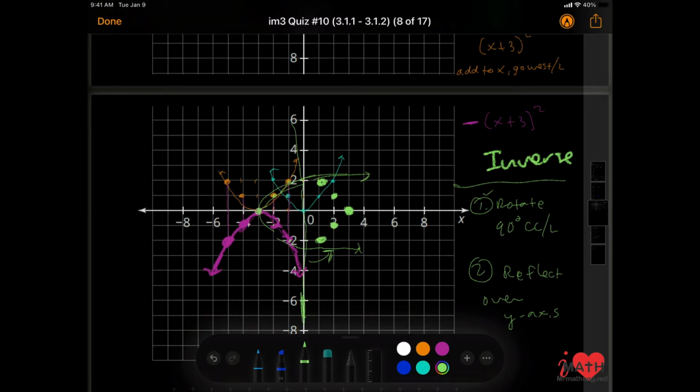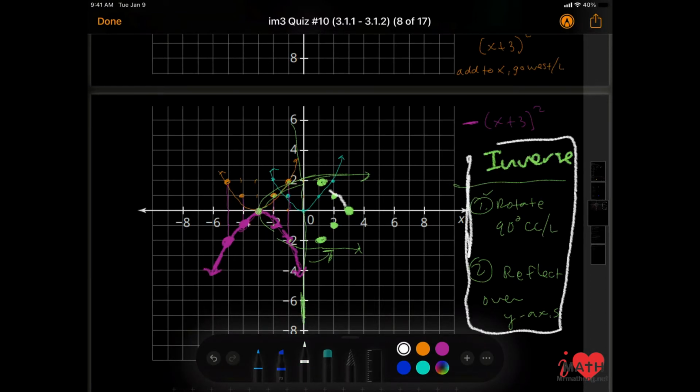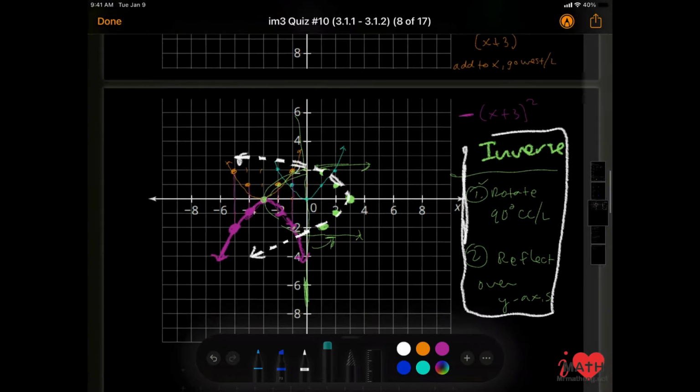Let's put that in white because we haven't done white. So my inverse I'm going to use in the white color. And I forgot we were supposed to do dotted, but we can do magic. Okay, so the pink one is negative x plus 3 squared, and the dotted line is the inverse of that graph. And you guys were asked to actually just sketch that out.